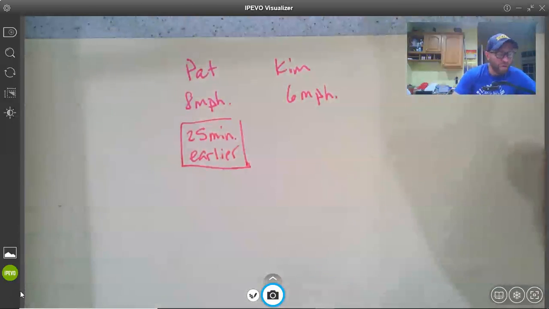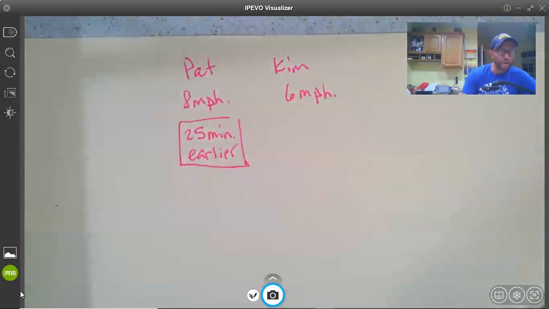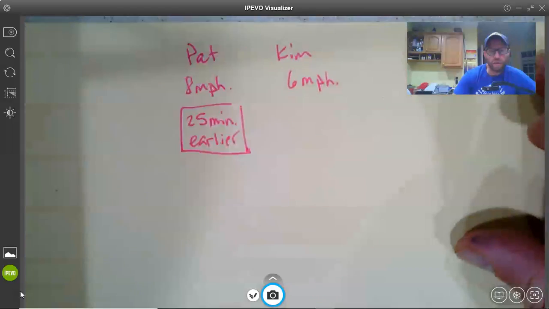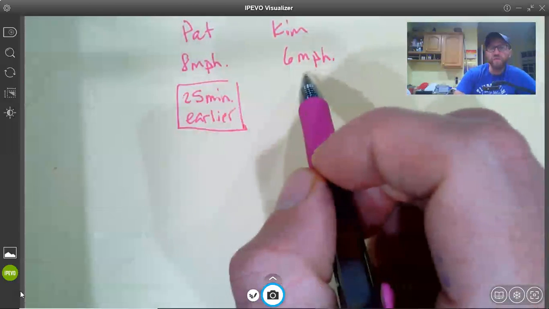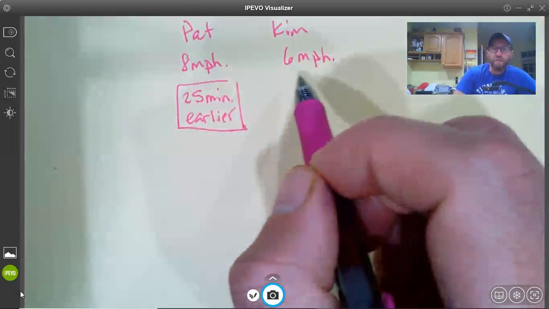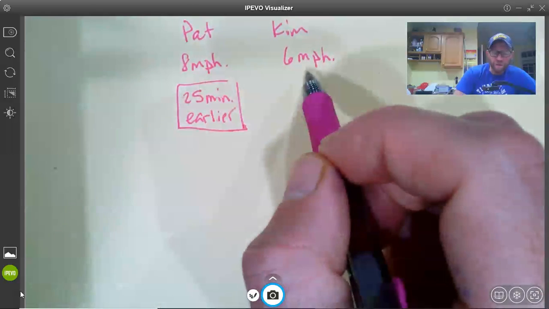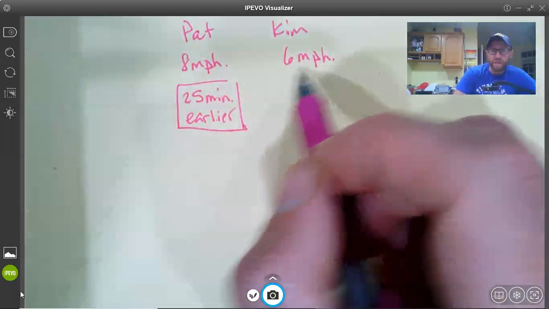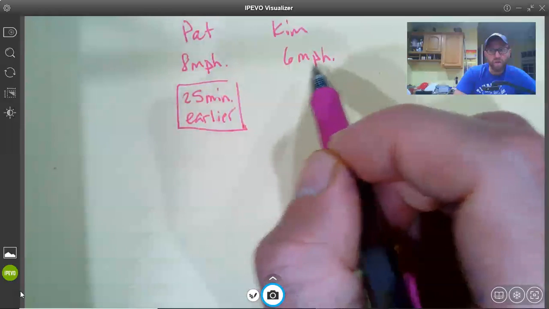All right. So what we're going to do here is set up a table and analyze what's going on here. See if we can figure out how long this race is. It'll be kind of a guess and check approach. However, before I set up this table, I want to point something out. The way these rates are set up, 6 miles per hour and 8 miles per hour, if Pat runs at 8 miles per hour and Kim runs at 6 miles per hour, then that means she runs 8 miles in 1 hour and Kim runs 6 miles in 1 hour.